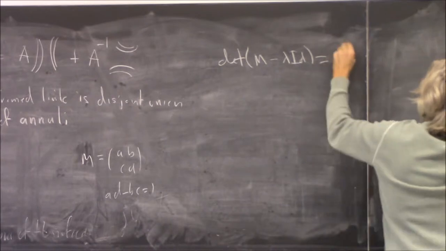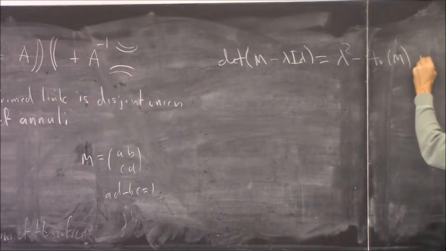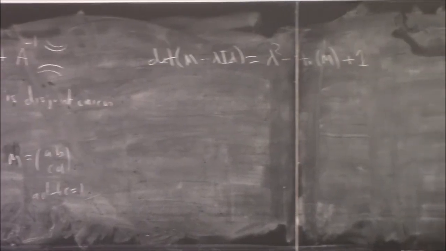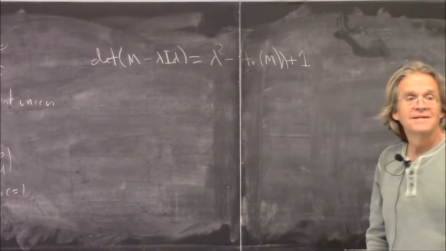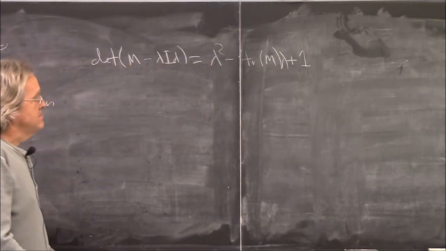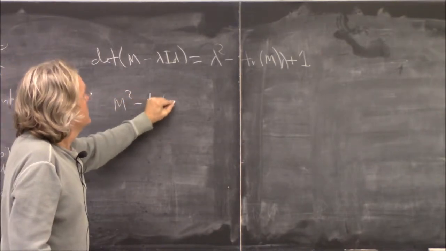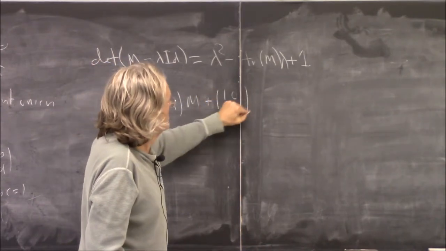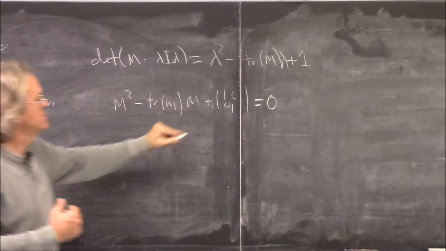And what you get is lambda squared minus the trace of M plus the identity, plus 1, because it's a determinant 1 matrix. I think you're missing a lambda. Oh, thank you. All right. And then by the Cayley-Hamilton identity, when you replace everything by matrices, that's the zero matrix.